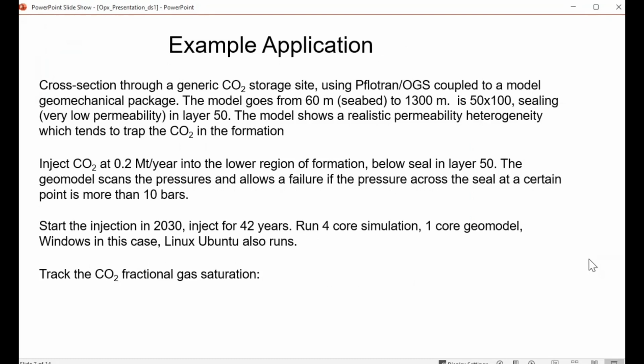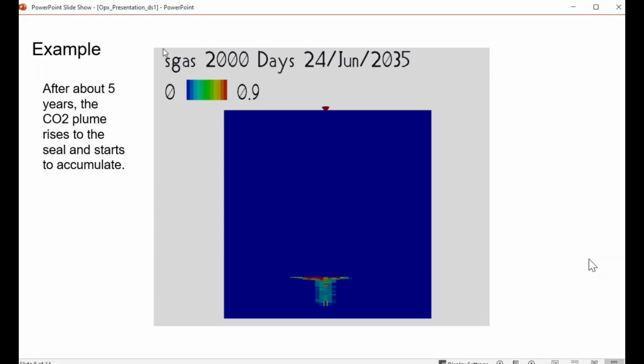I'm going to inject 1 million tons of CO2 into the lower region of the formation, below the sealing layer. And the geomodel is just going to scan the pressures and say, look, if I see more than 10 bars across that seal, I'm going to let the seal break. I started the injection in 2030. I ran this, as it happens, on Windows using a 4-core simulation and 1-core geomodel. And we can do Linux and Windows support. So I'm going to track the carbon dioxide fractional gas saturation.